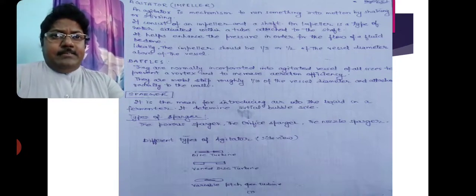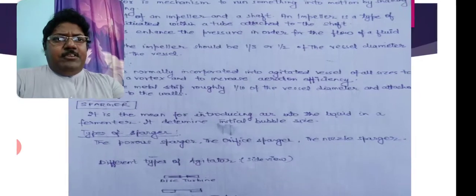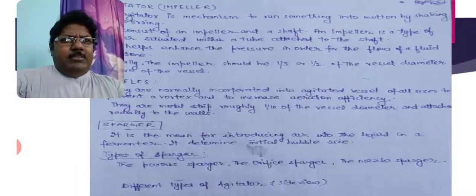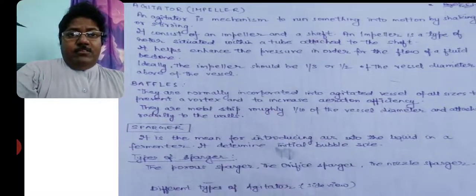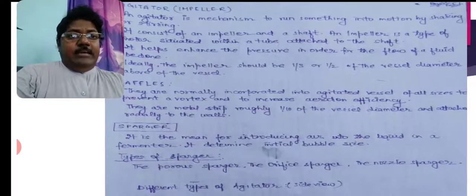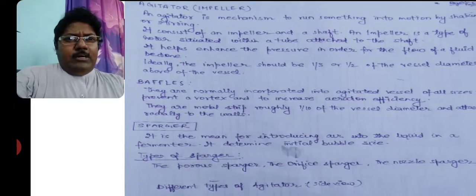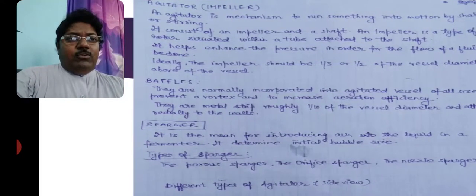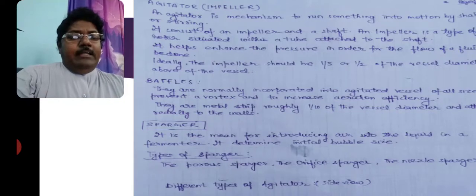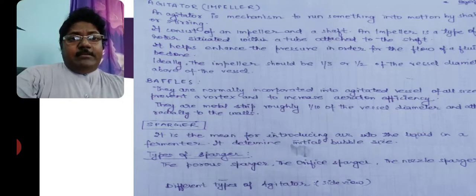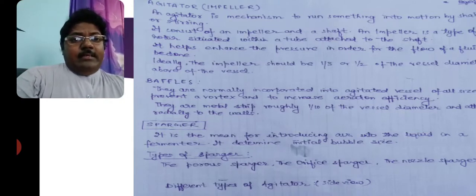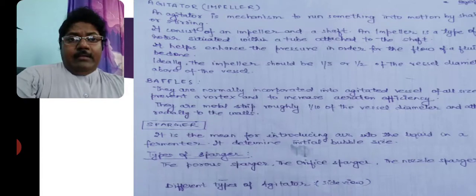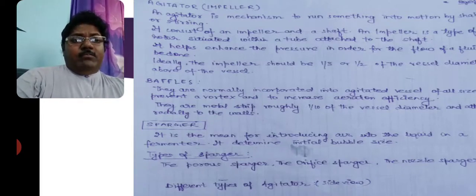First comes the agitator. The agitator is a mechanism to put something into motion by shaking or stirring. This is very important. It consists of an impeller and shaft. An impeller is a type of rotor. It is a rotor situated within a tube attached to a shaft. It enhances the pressure so that the flow of the fluid can be turned. Ideally, the impeller should be one third or one half of the vessel diameter. And next are the baffles. They are normally incorporated into agitated vessels of all sizes. They are metal strips roughly one tenth of the vessel diameter.